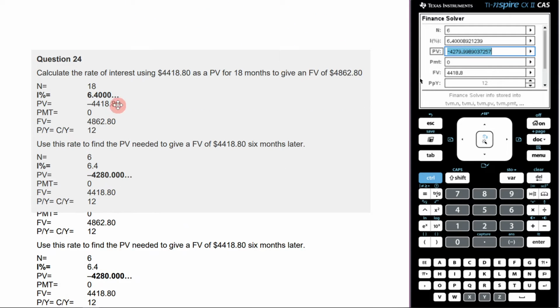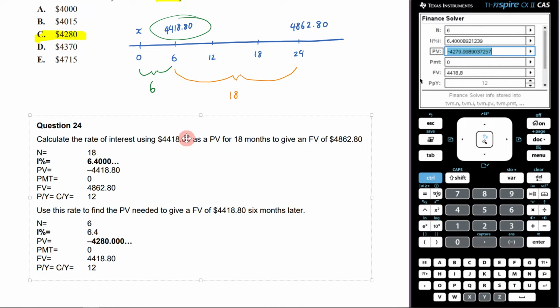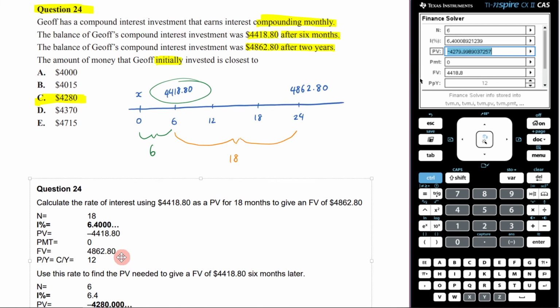Let's now look at the examiner's report, which shows you what we put into our finance solver to solve it. It says, calculate the rate of interest using this as the present value for 18 months to give the future value of this. So that's this 18-month period here, and that's exactly what we did to figure out our interest rate. And then using the rate to find the PV needed to find an FV of this 6 months later. So now we're dealing with this 6 months. And as you can see, 6.4, that is now where the present value is going to be. Just exactly what we put in there.